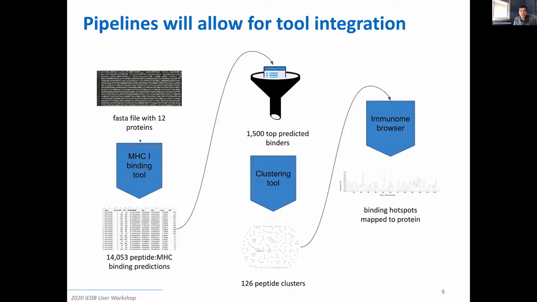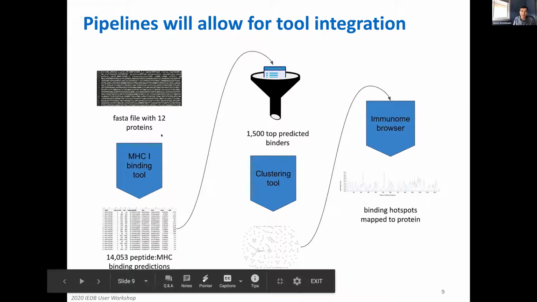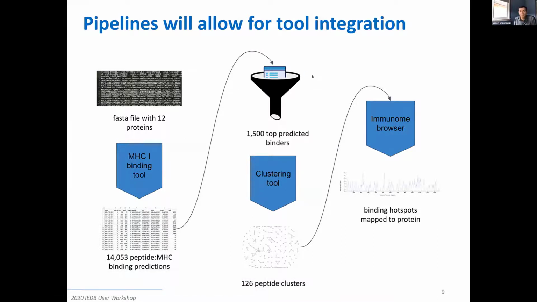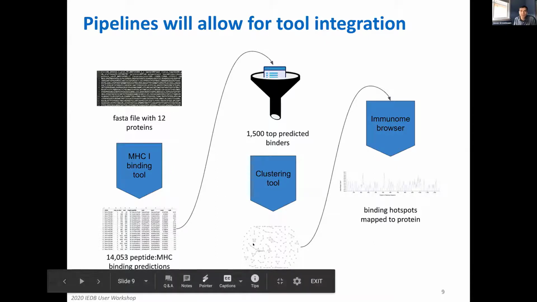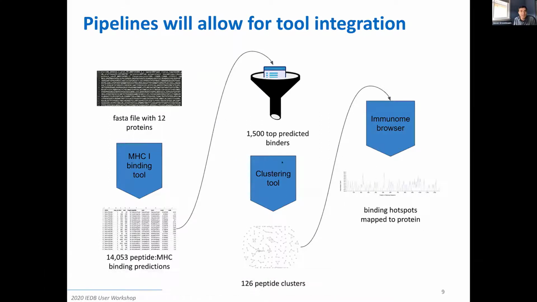So say you start with a FASTA file of proteins. You want to run that through the MHC1 binding tool. You're going to get your peptide MHC binding predictions as output. Do a little bit of filtering on there, send it to the clustering tool. You end up with some peptide clusters. And then you want to display those in the immunome browser and look for these binding hotspots on proteins.